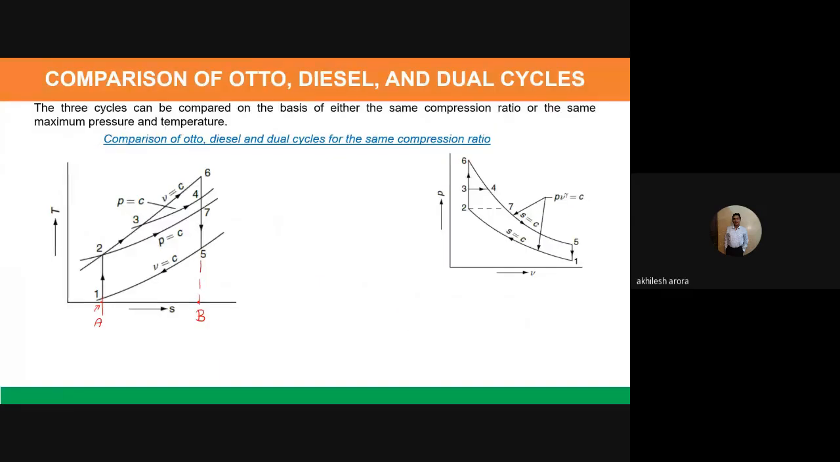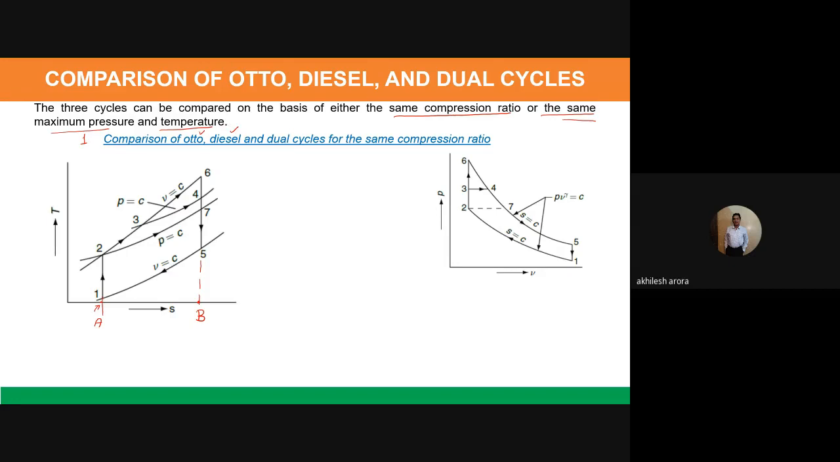See, we can compare Otto, diesel, and dual cycles on the basis of same compression ratio, or on the basis of same maximum pressure and temperature. So the first case which we are going to consider is the comparison of Otto, diesel, and dual cycles for the same compression ratio.